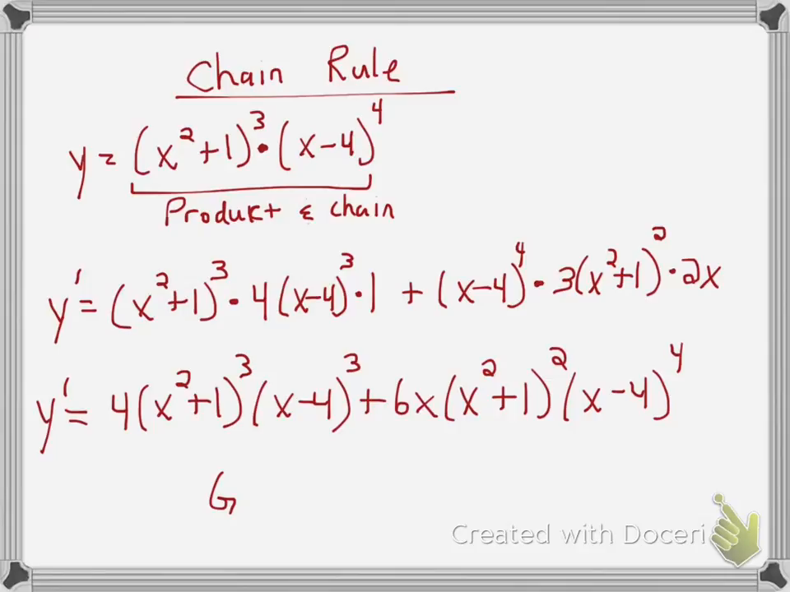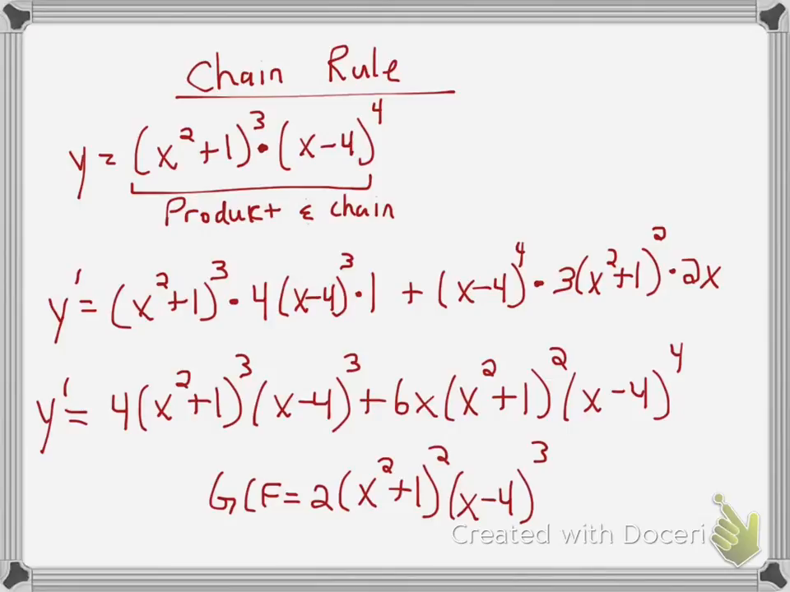We are going to start to simplify, so I'm going to find a GCF, and I'm going to start to see what they all have in common. So the GCF actually becomes 2, and then x squared plus 1 squared, and then x minus 4 cubed. So I'm looking at the 4 and the 6x. I know I can factor out a 2 from both those. They do have some x squared plus 1s in common. The largest that they have in common is 2. They have some x minus 4s in common. The largest that they have in common is 3.